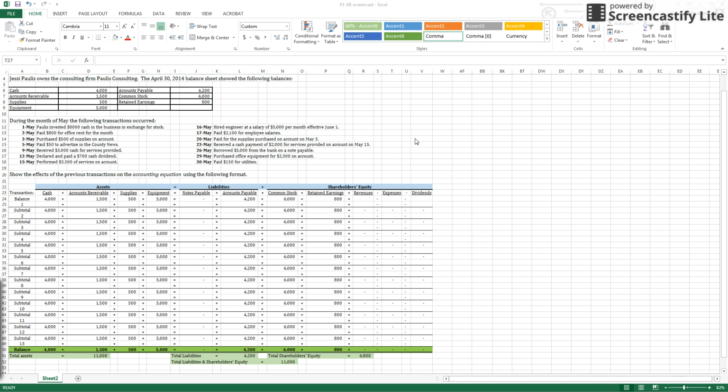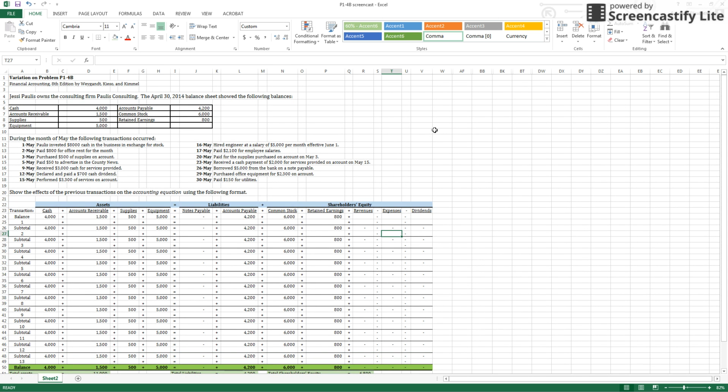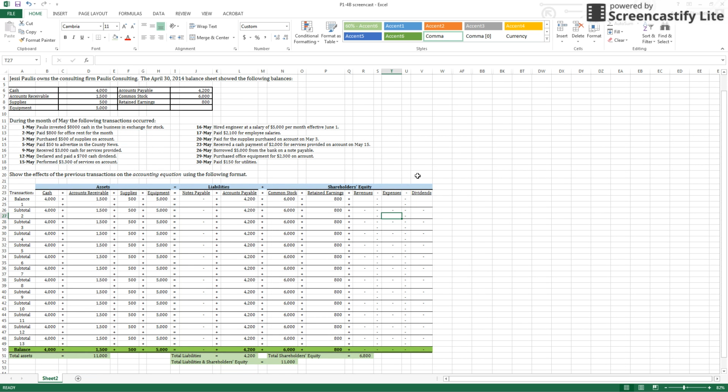the screen in Excel. Now, the particular problem I'm going to go through is a variation on problem P1-4B from the textbook Financial Accounting, the 8th edition by Weygandt, Kieso, and Kimmel. And in this problem, we have Jesse Paulus, who owns a consulting firm, Paulus Consulting. And we are given the April 30th, 2014 balance sheet, which shows the following balances.